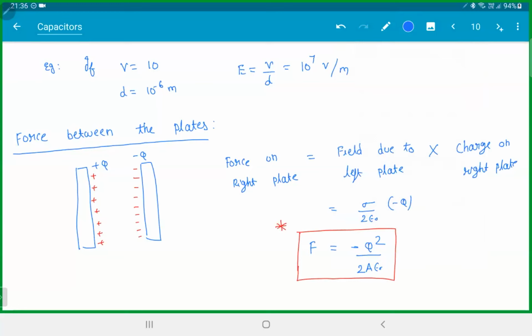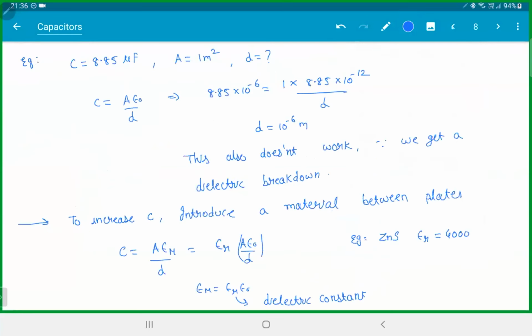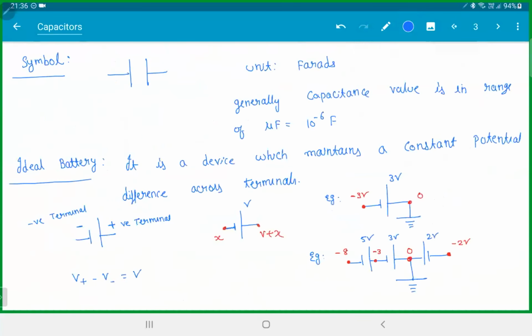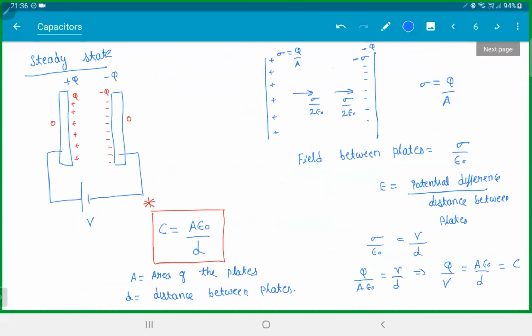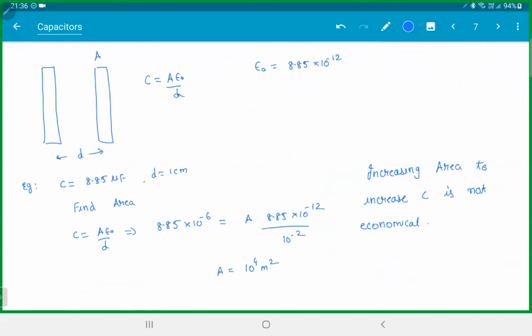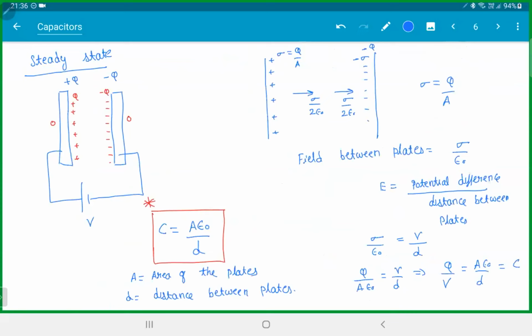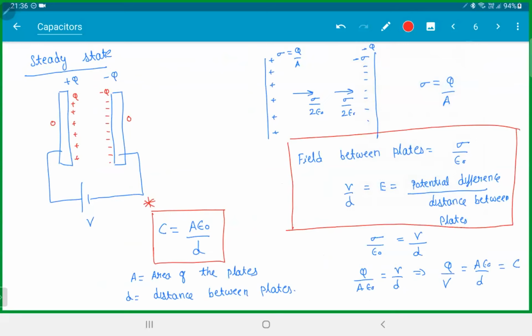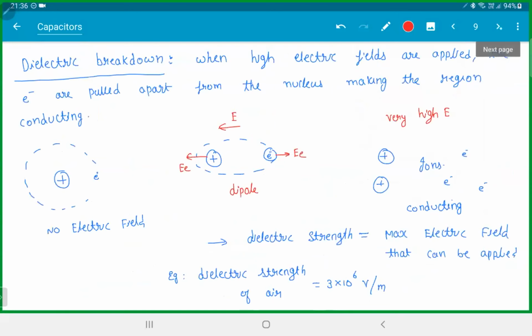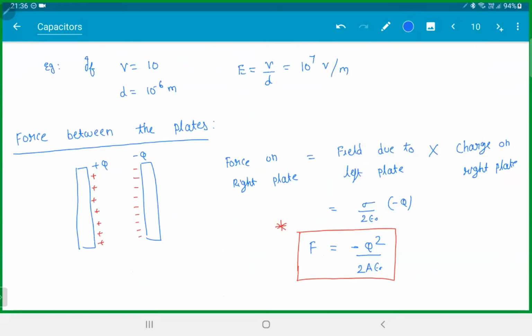Let's see some questions before going ahead. There is still a lot more theory, but I think you'll get confused. Let's do some problems. Till now, what are all the formulas I taught you? Q is equal to CV. Capacitance is A epsilon by D. Field between the plates is V by D or sigma by epsilon. This is also a formula. And force between the plates is Q squared by 2A epsilon. Clear?